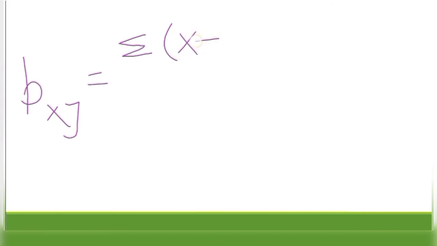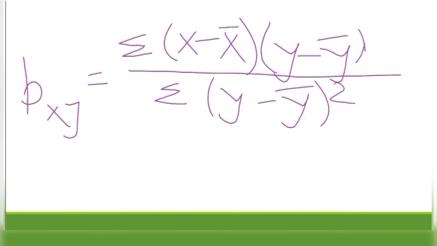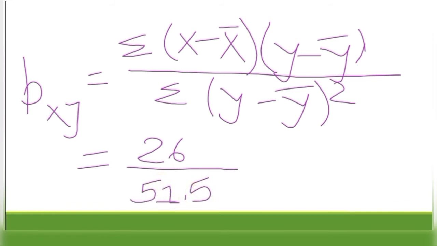Next we have to find out bxy, which will be sigma x minus x bar into y minus y bar divided by sigma y minus y bar whole square. So this is 26, and sigma y minus y bar whole square was 51.5. On solving this, we get 0.5048.